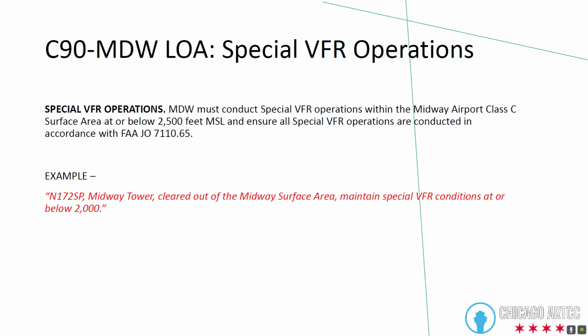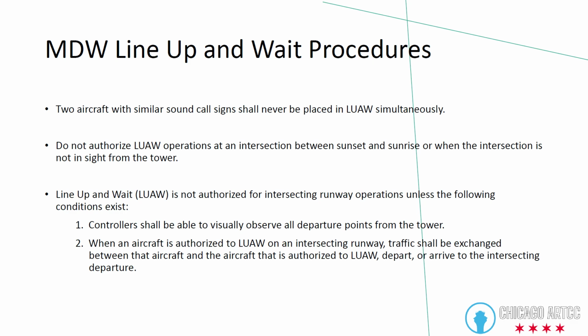Which is also very similar to our standard VFR departure clearance. If you remember, maintain VFR at or below 2,000 while in the Chicago Charlie airspace. So we'll just stick to 2,000 feet for the special VFR as well. Keep things standard.